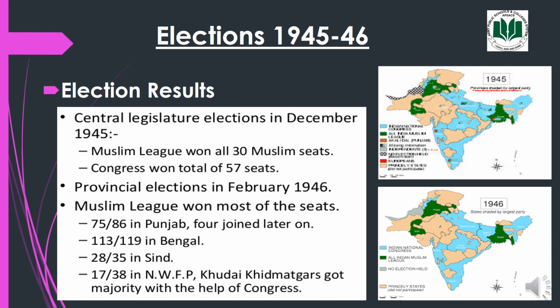Now, the results of the elections manifested a complete upset for the Congress so far as the Muslim seats were concerned. All the seats reserved for the Muslims in the federal legislature were won by the Muslim League, and the number was 30. Likewise, in the provincial assemblies, 446 out of 495 Muslim members belonged to the Muslim League.